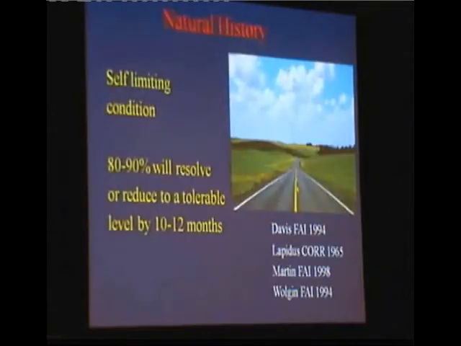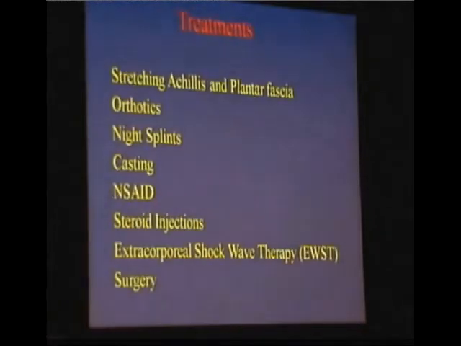The natural history is, in the main, self-limiting, with up to 80 to 90% of patients who will have resolution of the pain or have the pain reduced to a tolerable level by 10 to 12 months. So there are lots of treatment options. There's stretching of the Achilles and plantar fascia, orthotics, night splints, casting, anti-inflammatory, steroid injections, and in that you could also add PRP, platelet-rich plasma injections, ultrasound, and ultimately surgery.